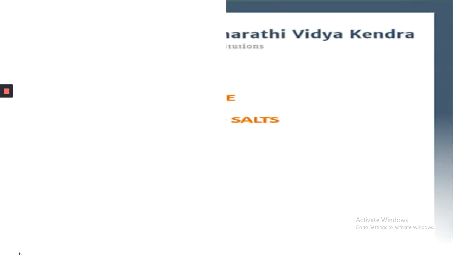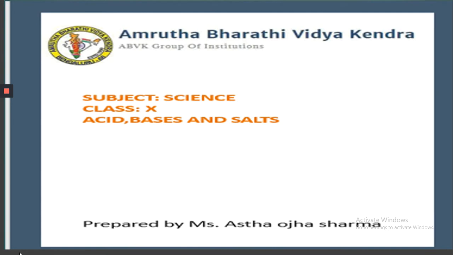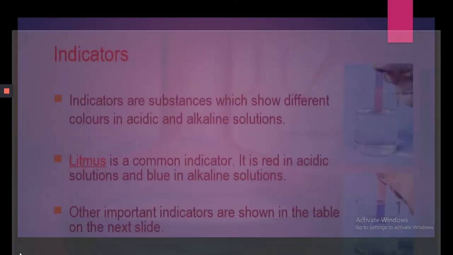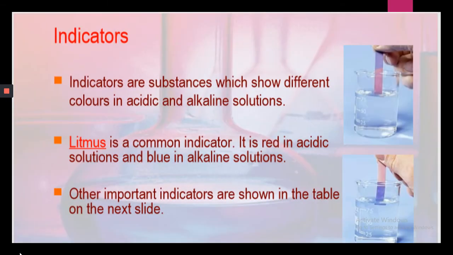Hello children, today we are going to discuss chapter 2, that is acids, bases and salts. In this session of the chapter, we will discuss indicators. What are indicators? Indicators are substances which show different colors in acidic and alkaline solutions.